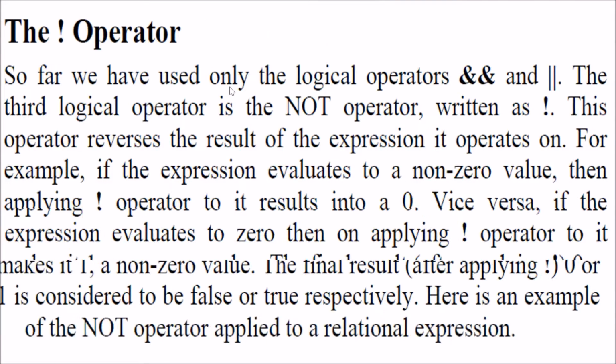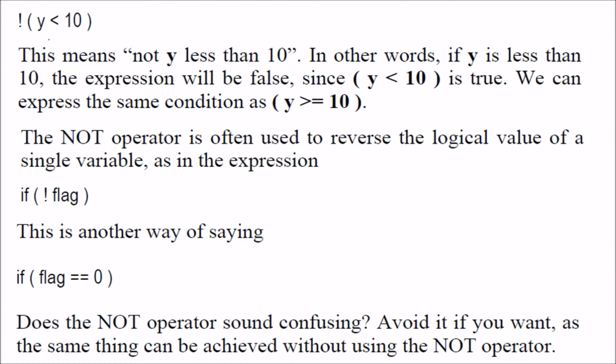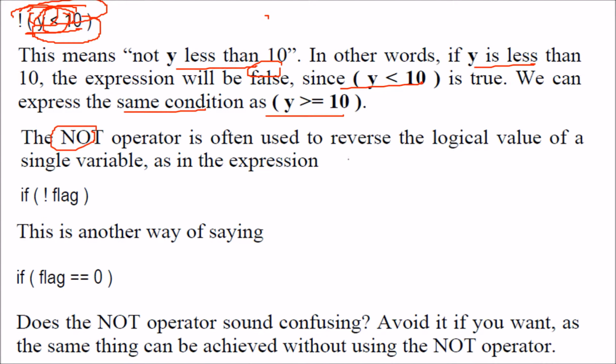So we'll take an example first of all, a relational expression. NOT y less than 10. If y is less than 10, the expression will be false, since y less than 10 is true, and NOT makes it false. So we can express the same condition like this: y less than 10 negated is equivalent to y greater than or equal to 10. This NOT operator is often used where we want to reverse the logical value of a single operation.